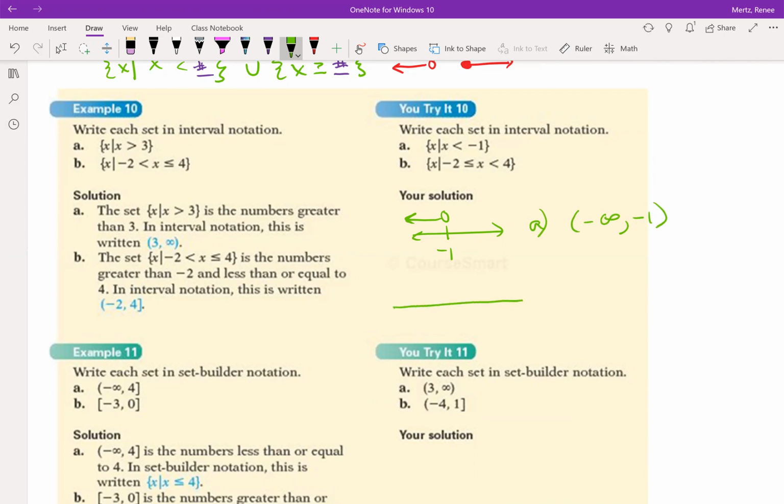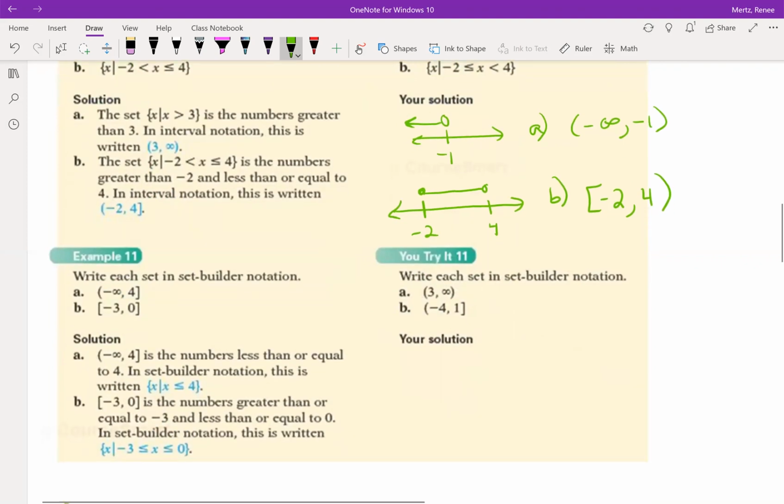For b, again, I like to make the picture. You don't have to do this, but to me it helps. Closed circle at -2, open at 4. They connect. So -2 is a bracket because it's included. And then to 4 with a parenthesis. Then we're going to go the other way.